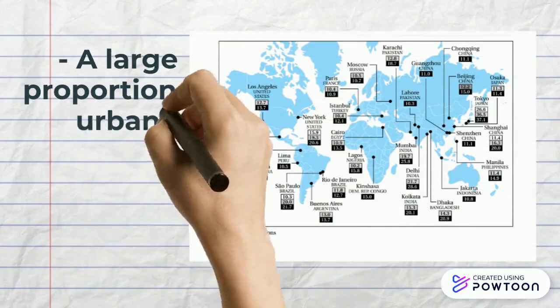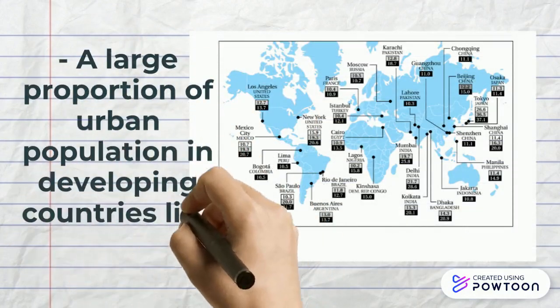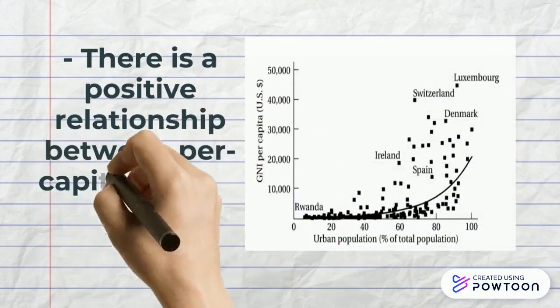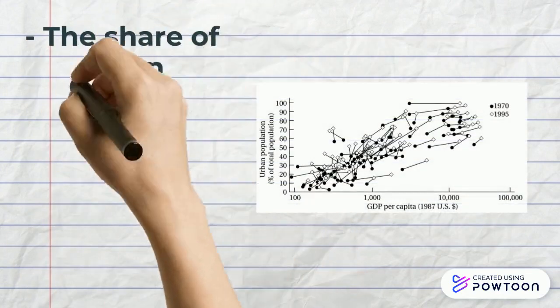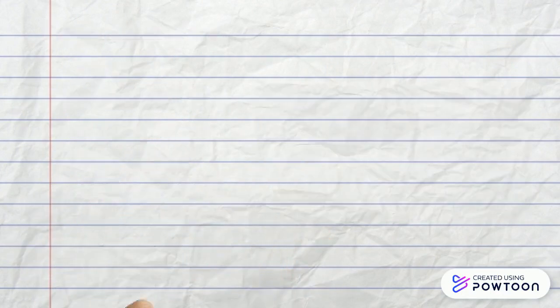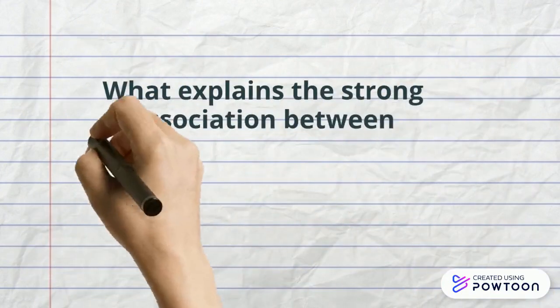The data shows that a large proportion of the urban population in developing countries live in slums. There is a positive relationship between per capita income and urbanization. The share of urban population has increased in both slow-growing as well as rapidly growing countries. What explains the strong association between urbanization and economic development?